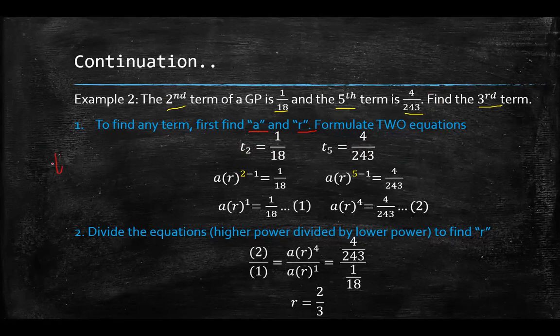Using my general formula, Tn is equal to A R to the n minus 1. For the second term, n is 2, so A R to the 2 minus 1 is equal to 1 on 18. And for the fifth term, A R to the 5 minus 1 is equal to 4 on 243. Simplify this. 2 minus 1 is 1, so my power is 1. 5 minus 1 is 4, my power is 4. That's it. Do you understand that?